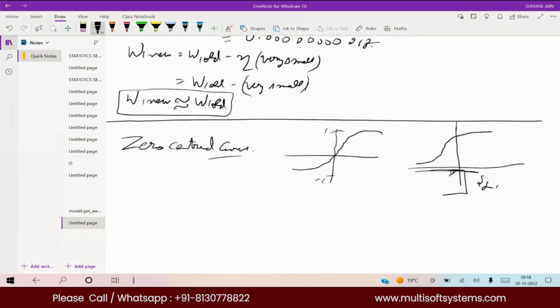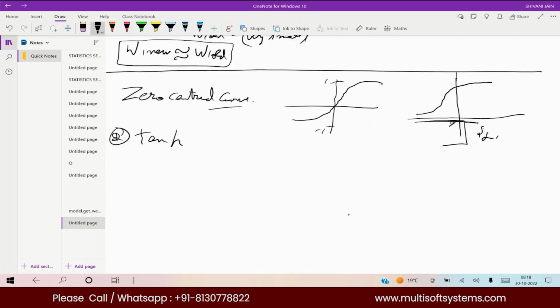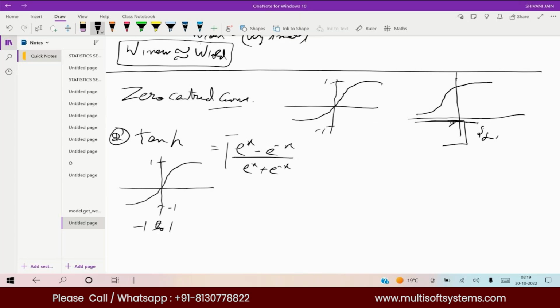To overcome this problem, they came up with another activation function, which is tanh. It solved this problem of zero centering. The curve of this tanh is something like this, and the range is from 1 to -1. The equation is e raised to power x minus e raised to power minus x, divided by e raised to power x plus e raised to power minus x. This is the equation of tanh.